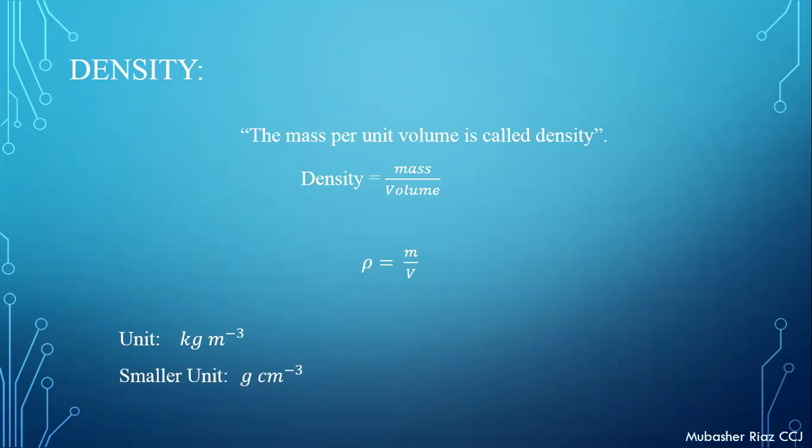To convert kilograms per cubic meter into grams per cubic centimeter, we have to multiply the given value by 1000 and divide it by 100 three times. So it will change from kilograms per cubic meter to grams per cubic centimeter.